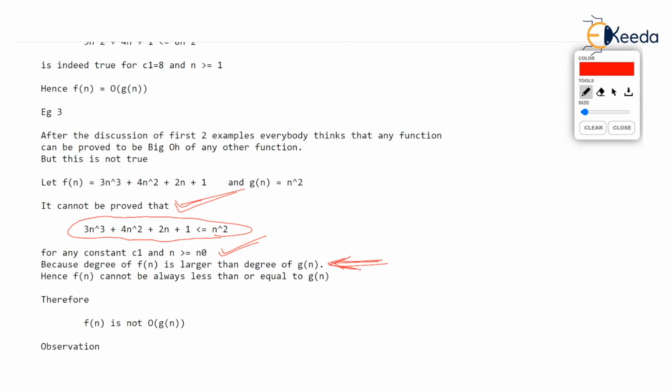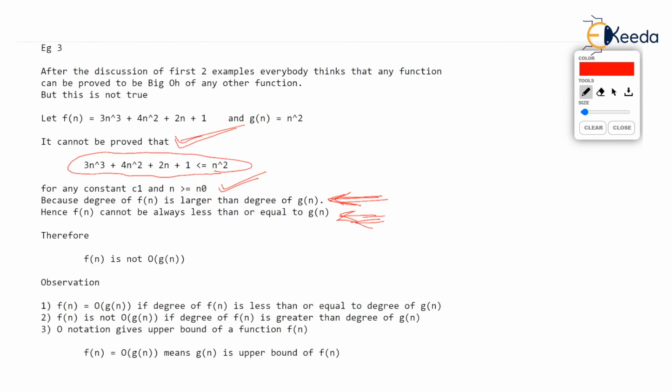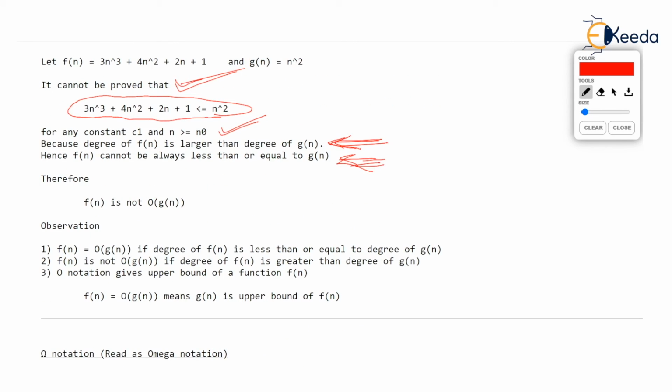I hope you have understood the mathematics. It's just comparing functions. What we are doing in big O notation, we are comparing functions. We are finding whether one function is less than another function. That's it. That's the meaning of big O notation. So therefore, Fn is not big O of Gn. In this example, it cannot be proved. So some observations worth noting. You cannot afford to forget what I am telling.